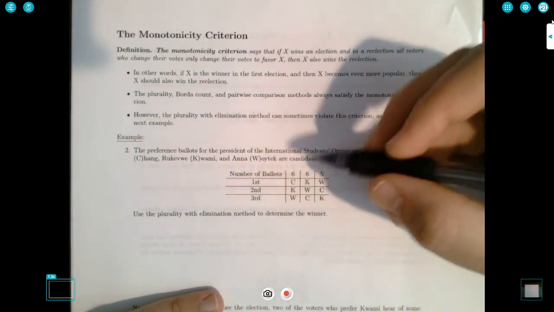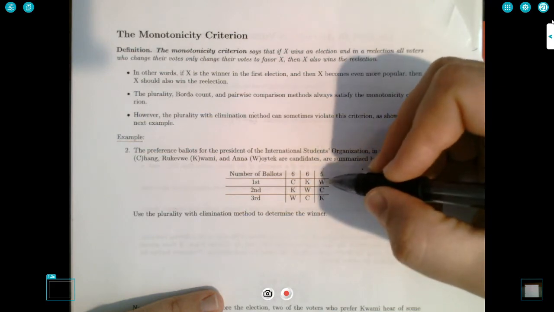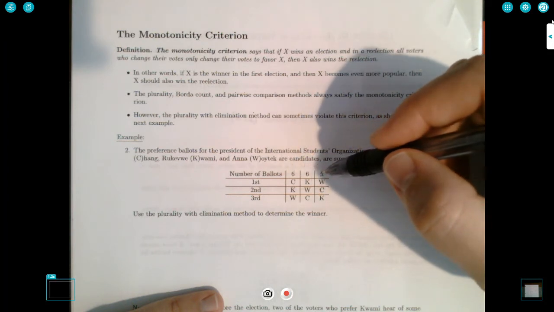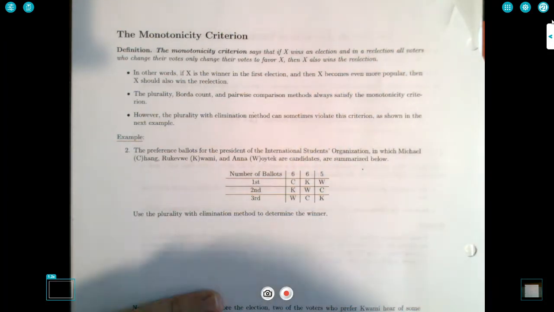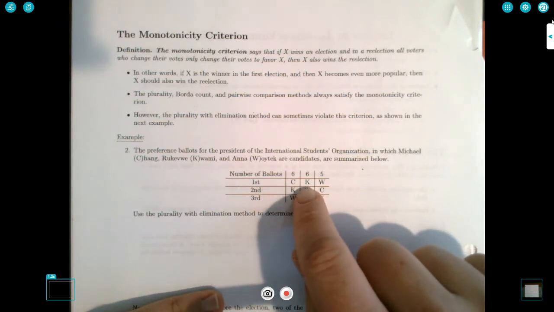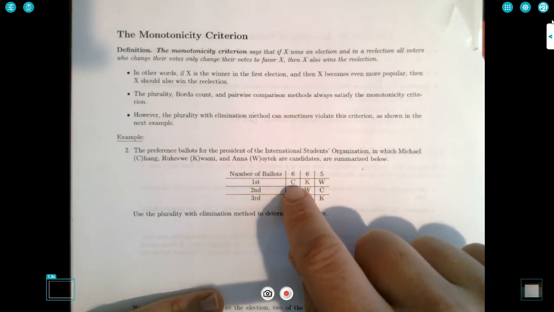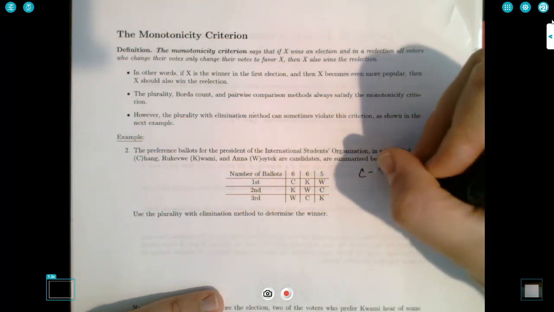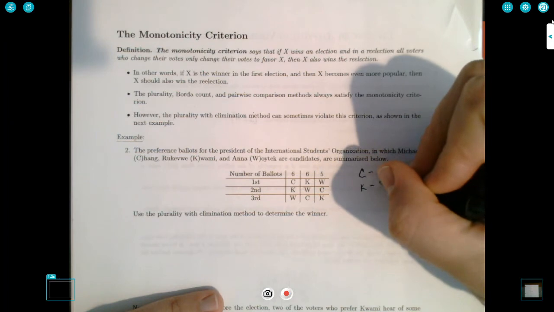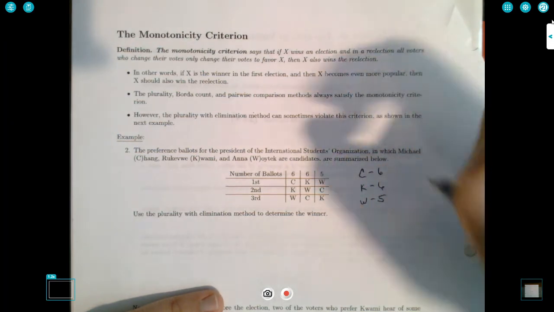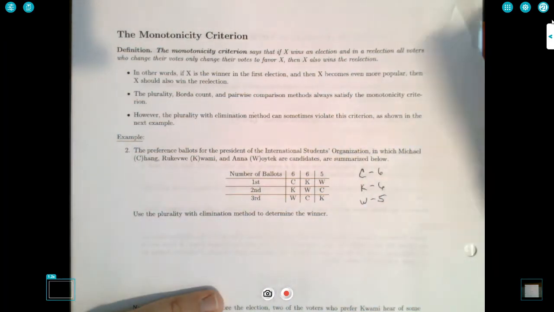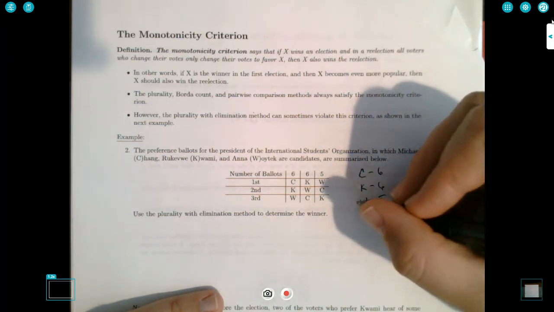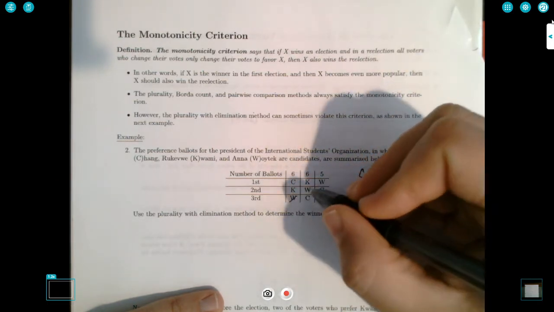So C wins 6 votes, K wins 6 votes, W wins 5 votes. That means 6 plus 6 is 12, plus 5 is 17, so 17 votes in total. First of all, C and K are tied, but second of all, 6 out of 17 is not more than 50%, right? So C got 6, K got 6, W got 5. And since none of these are the majority, we eliminate the last place. So we're going to eliminate all of the W's.